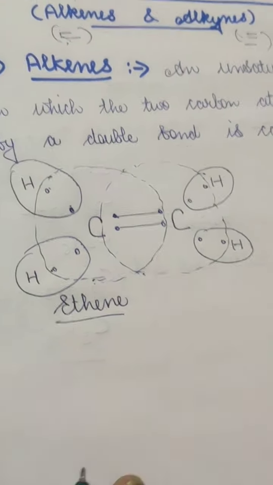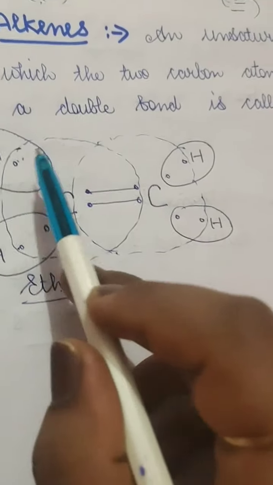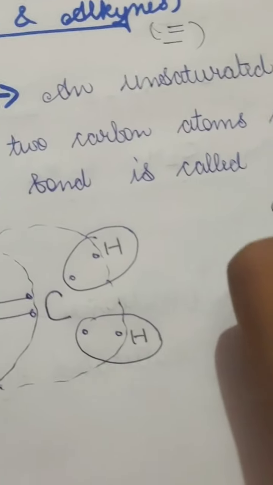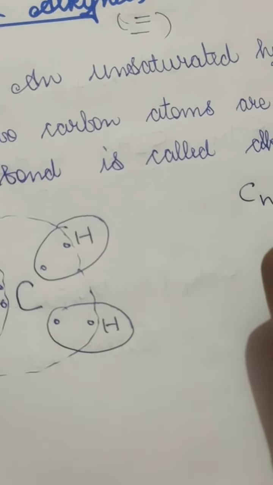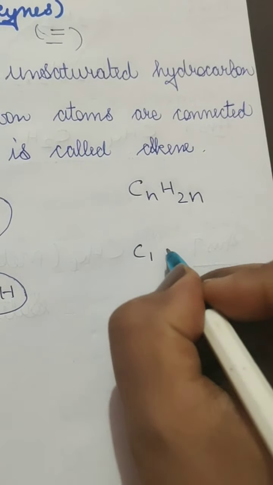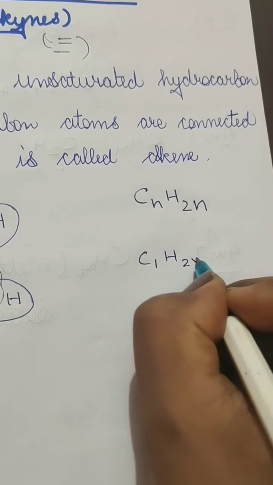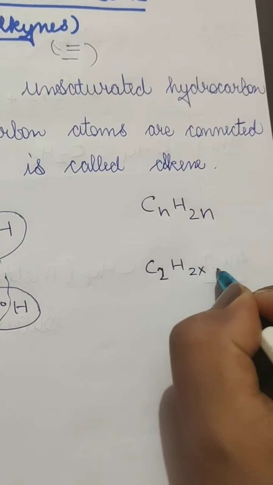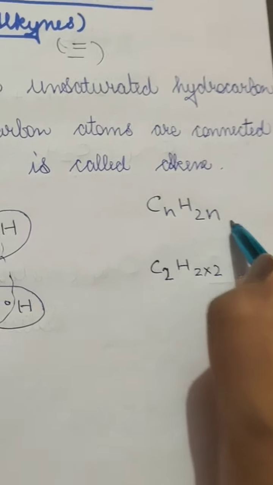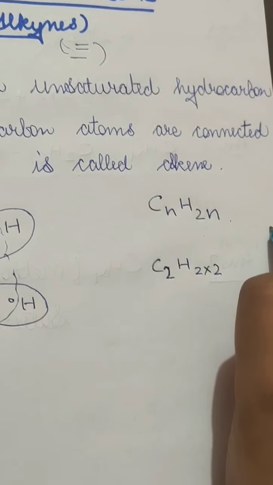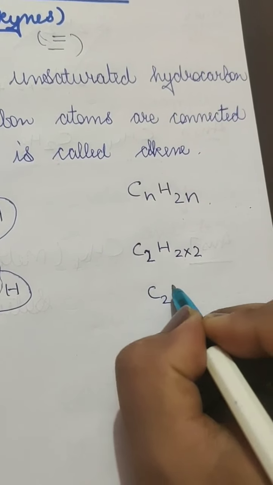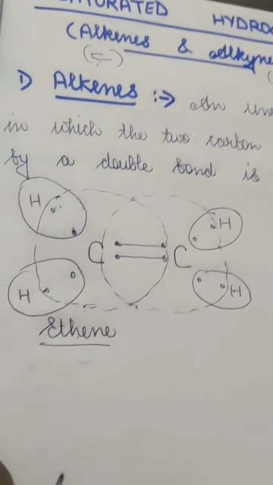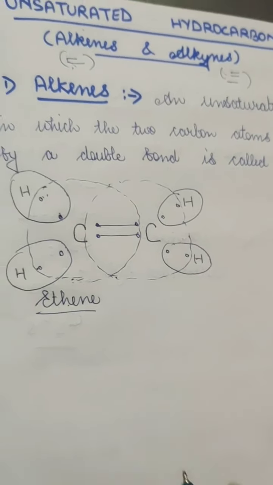So the difference is that in ethene there are 4 hydrogens and in ethane there are 6 hydrogens, because the general formula for alkenes is CnH2n. That means when carbon is 2, hydrogen will be 2 times 2. There is no plus or minus in CnH2n. So C is 2, so H has to be 4. Clear?